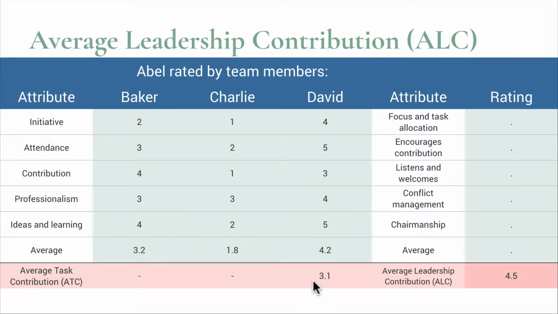In the same way, the average leadership contribution is calculated from the 5 attributes. And let's suppose the average leadership contribution in this case is 4.5. So in summary, team member Abel has an average task contribution of 3.1 and an average leadership contribution of 4.5.